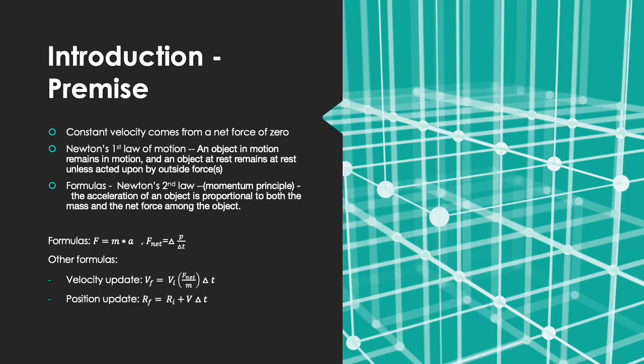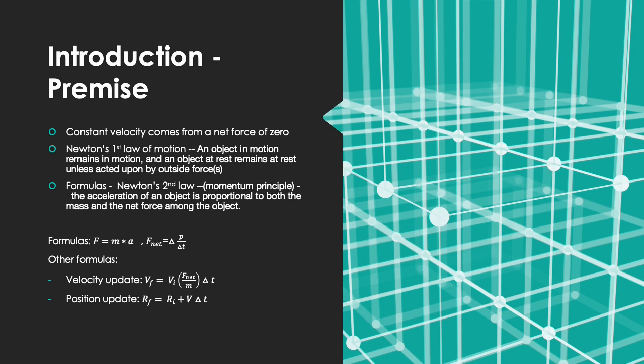Okay, so the introduction to the premise. Basically, constant velocity comes from a net force of zero. Newton's first law of motion says that an object in motion remains in motion, and an object at rest remains at rest unless acted upon by an outside force or forces.